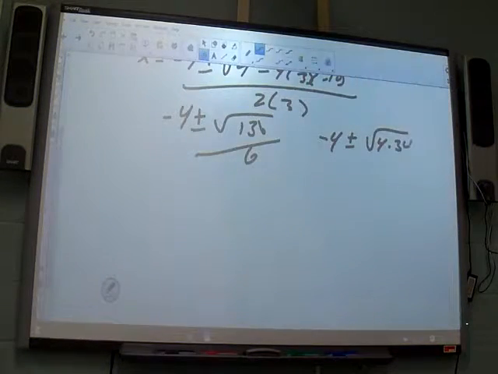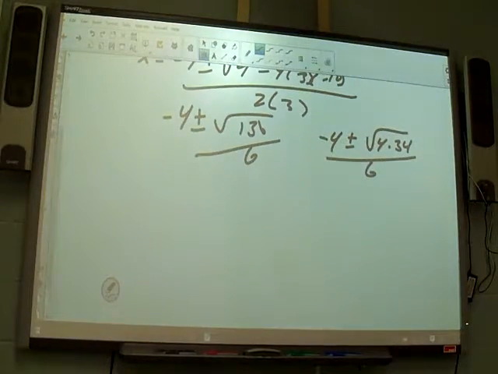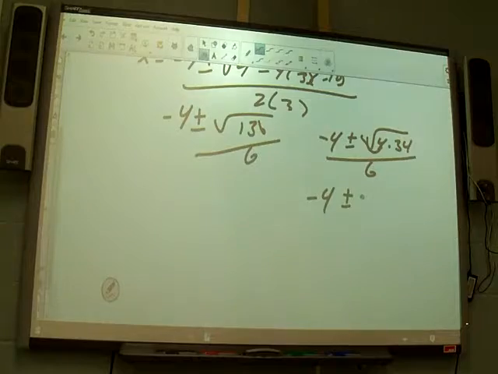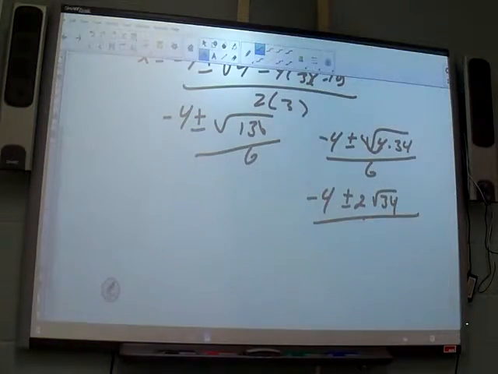34. All right, now remember, underneath the radical, if it's a perfect square, it gets to come out. The square root of 4 is 2, so I'm going to bring a 2 out. So I got negative 4 plus or minus 2 square roots of 34 all over 6.